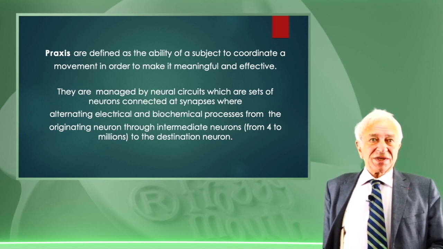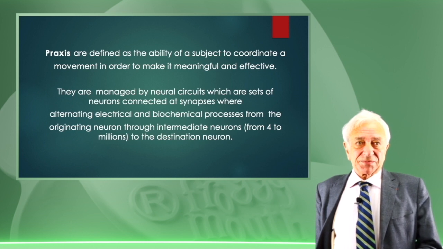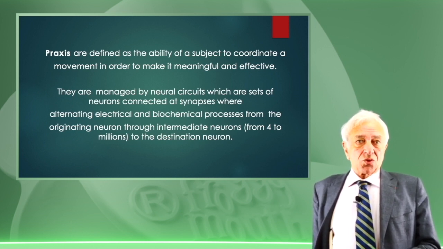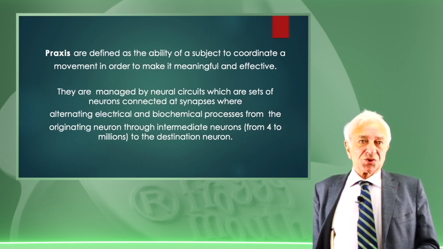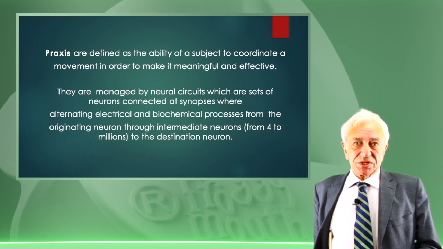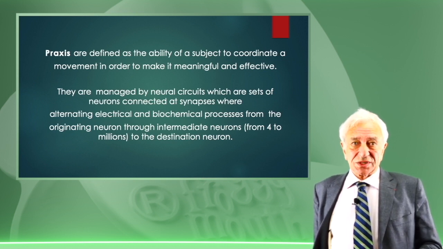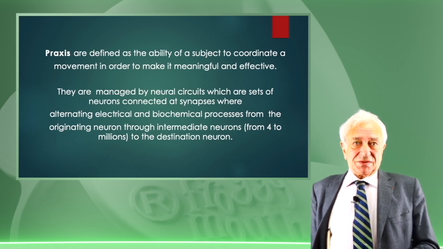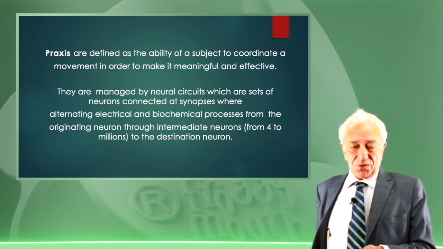Praxis are defined as the ability of a subject to coordinate a movement in order to make it meaningful and effective. They are managed by a neural network, which is a set of neurons connected at the synapse, where alternating electrical and biochemical processes go from the originating neuron through intermediate neurons. Intermediate neurons can be from 3 or 4 to millions of synapses. The message is sent from the first one to the last destination neuron.